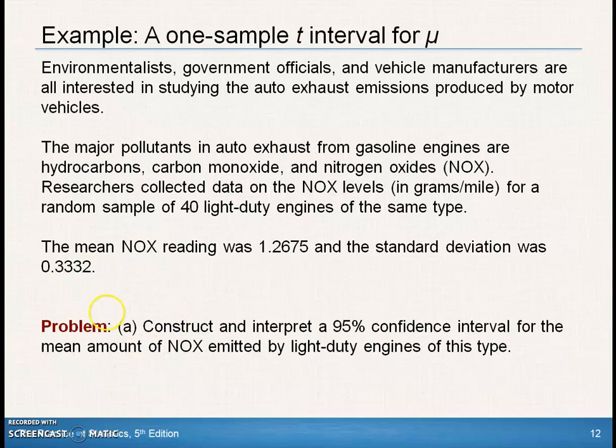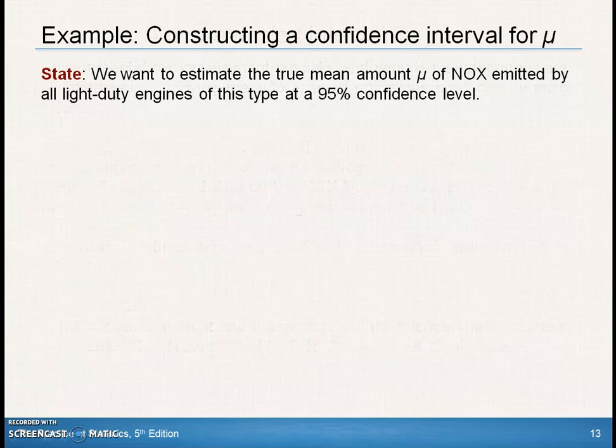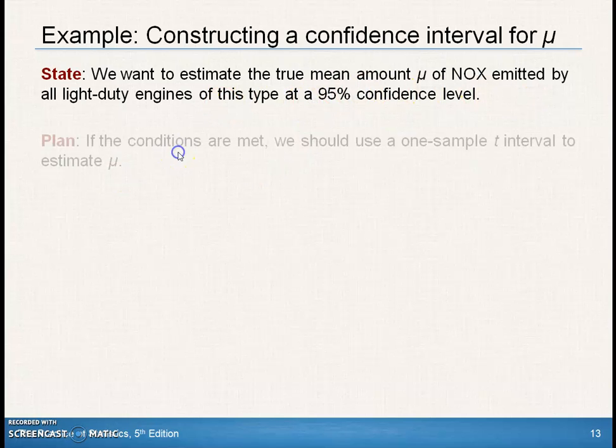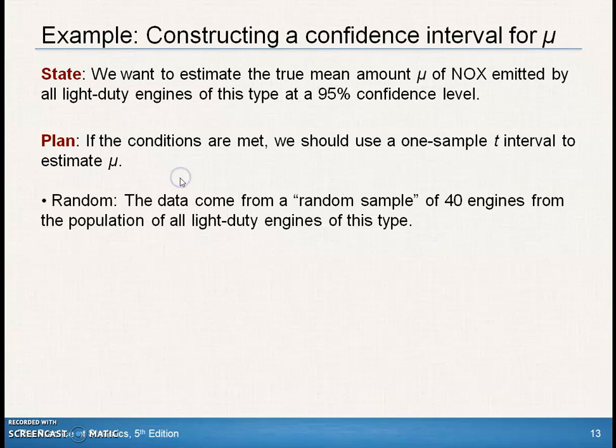And we want to construct and interpret a 95% confidence interval for the mean amount of NOx emitted by light-duty engines of this type. So, estimate the true mean, mu, emitted by light-duty trucks. So we're stating the problem, 95% confidence level. Our plan, if conditions are met, is to use the one-sample t interval method to estimate mu.